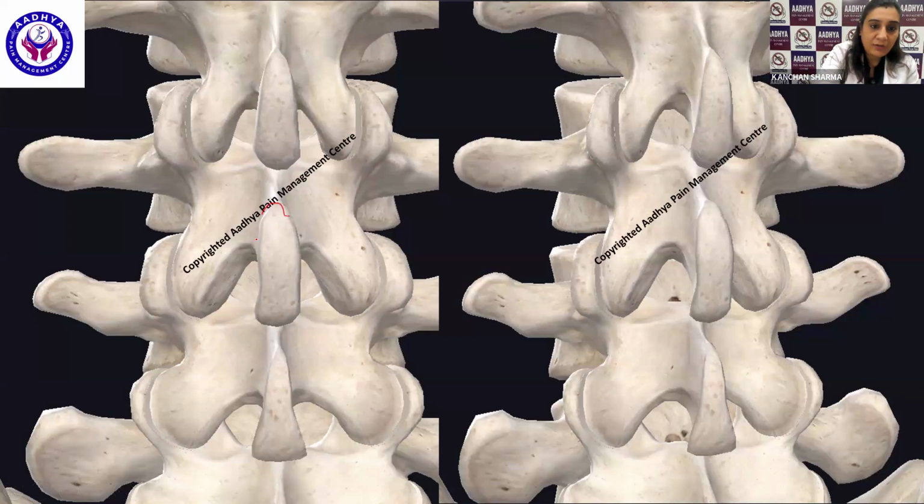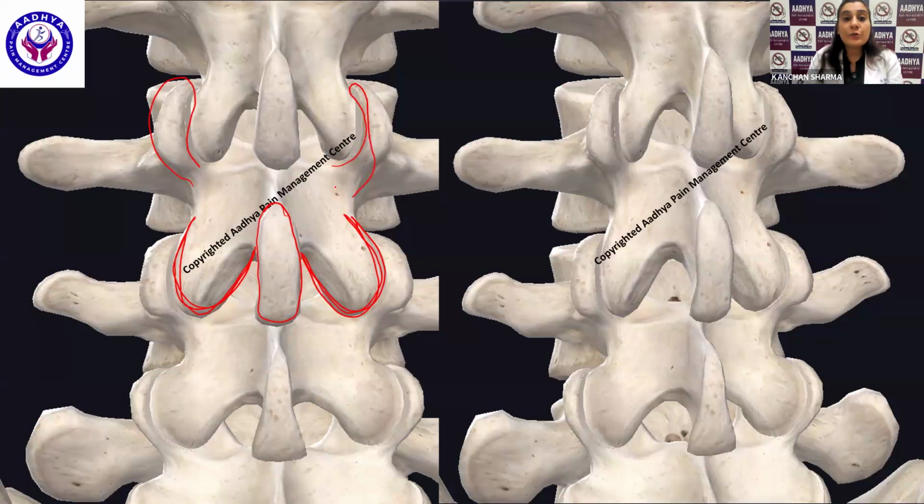So this is what you are seeing here, something like this here is your spinous process, right? The one which is down, this is your inferior articular process. You have two inferior articular processes from one vertebra. And there is something which is going up from here. So they are the superior articular process. And the lateral projections like this, this is your transverse process.